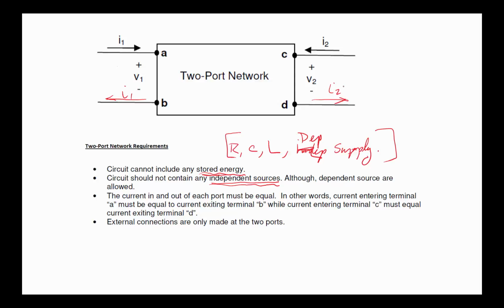And the last requirement is that all connections to the external world are only through these two ports. There is not another port that is not shown here. This is an enclosed device, and it can only be connected to through either port 1, AB, or port 2, CD.